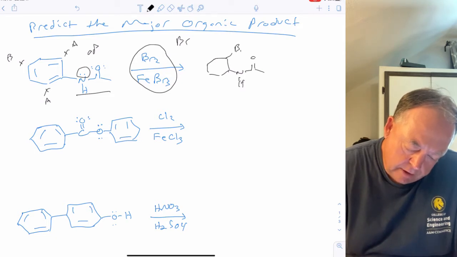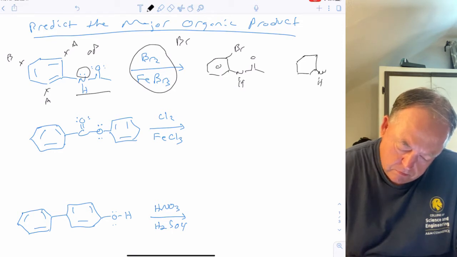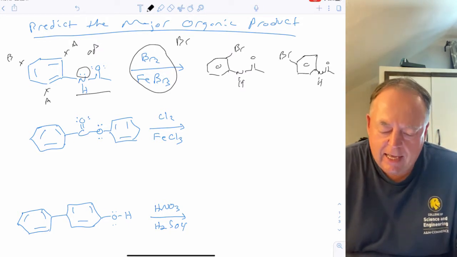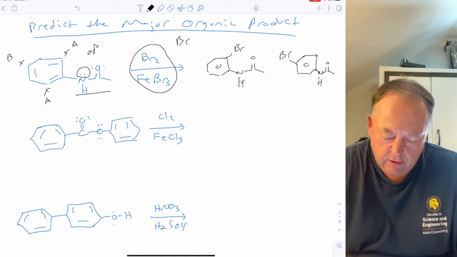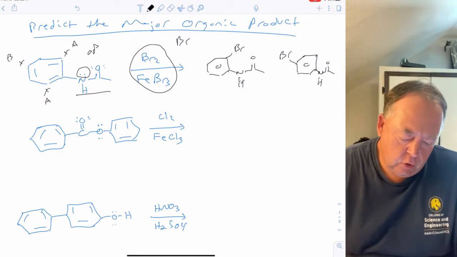So you could put the bromine there, or you could put the bromine there, para to it. If you did this reaction in lab, you would get a mixture of ortho and para products, and you would have to separate them from each other. You wouldn't get much meta substitution because that group is an OP director.